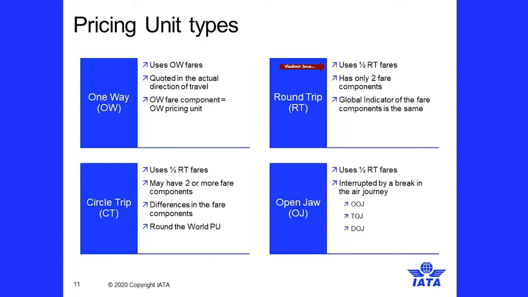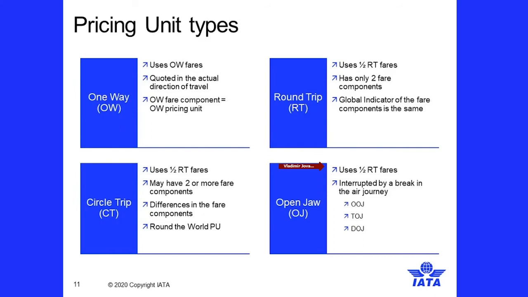So both round trips, circle trips, and even open jaws, they are all returning somewhere. So they are not a one-way, they're returning somewhere. In this case, we must use the half return fare. Actually, we say half return because we use half for the outbound and half for the inbound. This is how it is done. And of course, we'll cover this when we come to the round and circle trips. But I think you all are familiar with this so far.